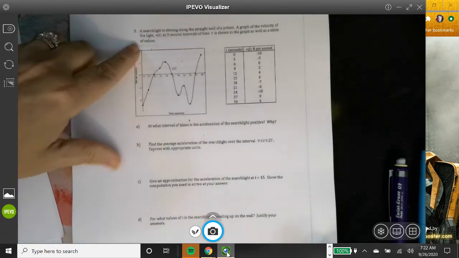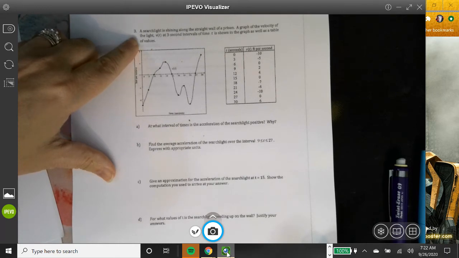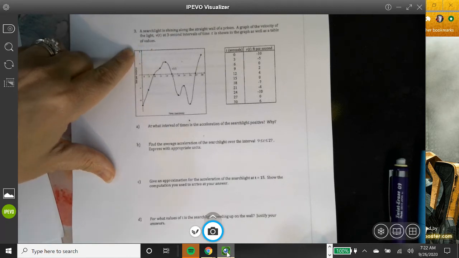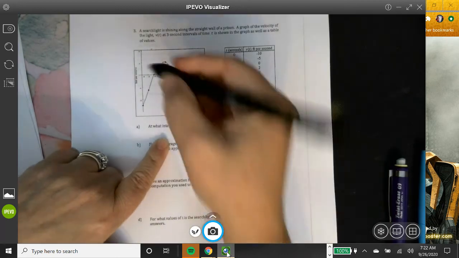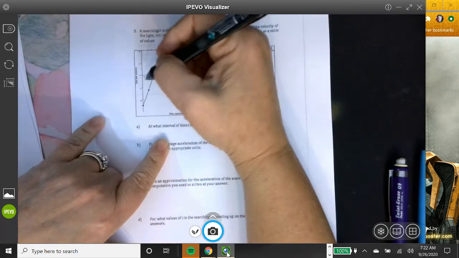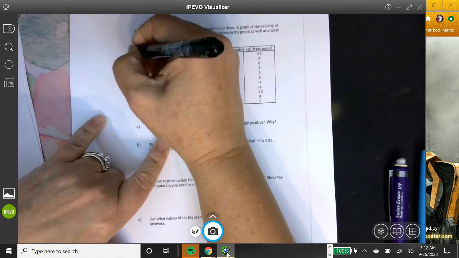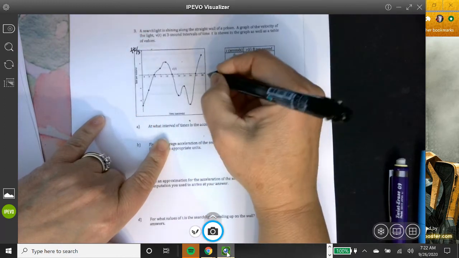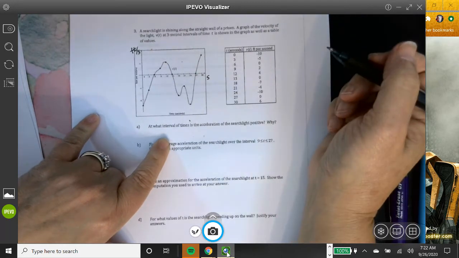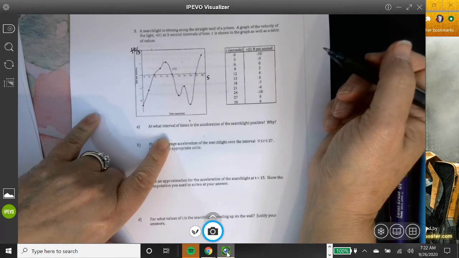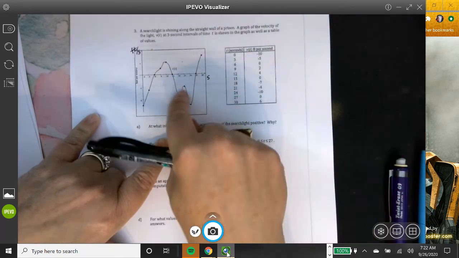A searchlight is shining along a straight wall of a prison. A graph of the velocity of the light at 3-second intervals of time is shown in the graph, as well as a table of values. Okay. Now the first question is, so this is a velocity graph, because this is feet per second. I know we can't see that, but that's feet per second, and this is in seconds. Okay. And then the question is, at what interval of time is the acceleration of the searchlight positive, right? Now, this is the velocity graph.